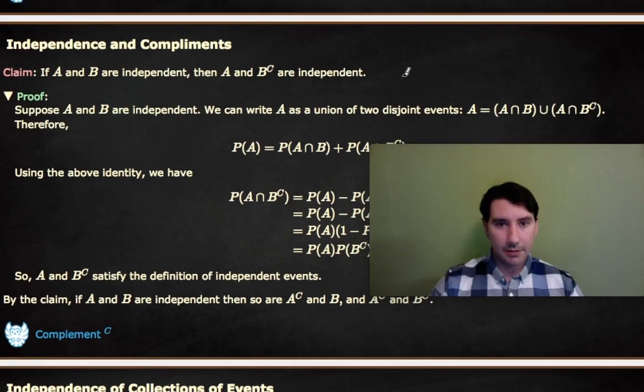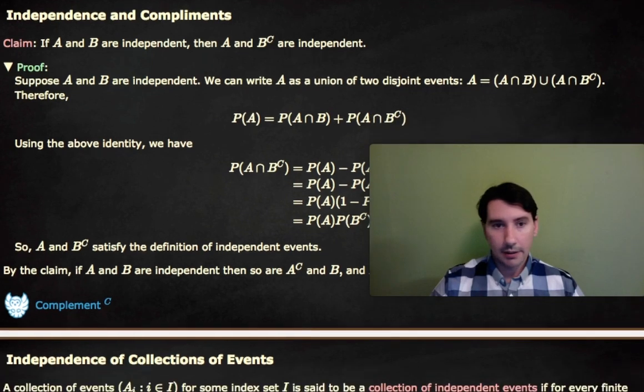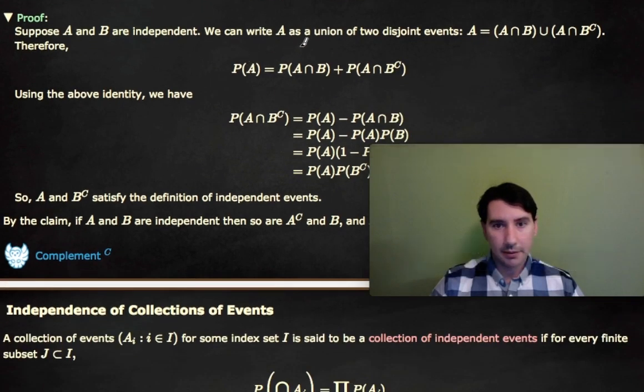If A and B are independent, then so are A and B complement. And you can prove this. So if A and B are independent, we can write A as A intersect B union A intersect B complement. That is, A is everything that's in A and B and everything in A that's not in B. And since these two sets are disjoint, since there's nothing that's in B and B complement, we have the probability of A is the probability of A intersect B plus the probability of A intersect B complement.